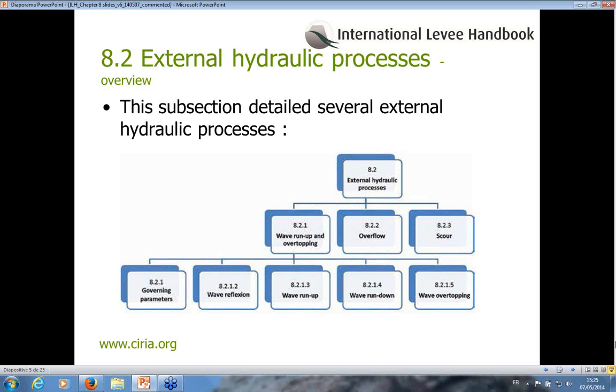For each main process, governing parameters are given, and up-to-date methods and formulas are described with their application domains and limits. Therefore, we can find in this subsection how to evaluate wave reflection, wave run-up and run-down, wave overtopping upon levees or flood walls. For overflow, the way to evaluate discharge is given in several cases, and a specific section is devoted to spillways of levee embankments.